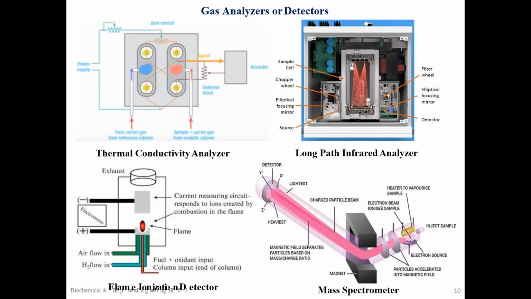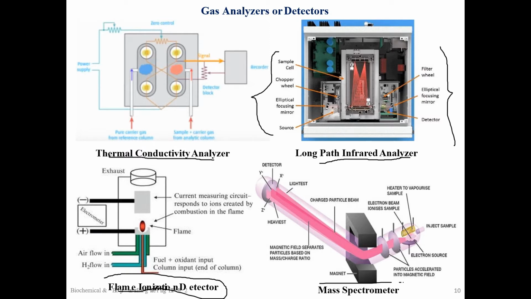So moving on. There are some pictures related to the exit gas analyzers. As you can see, this is the thermal conductivity analyzer, this is the long path infrared analyzer, this is the mass spectrometer, this is the flame ionization detector. These all have labeled parts, as you can see on each of the diagrams, so you can just give it a read. Moving on with this.